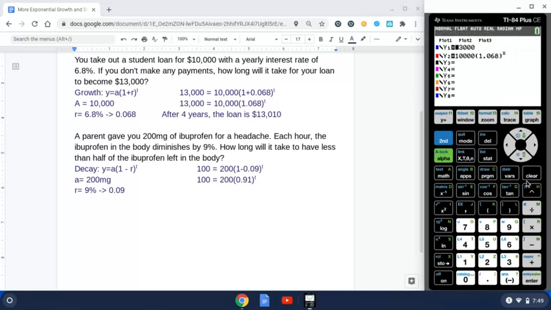So y equals, clear it out. So we have 100, and then our equation 200 times 0.91, all of that raised to our value of x. And let's look at the table.